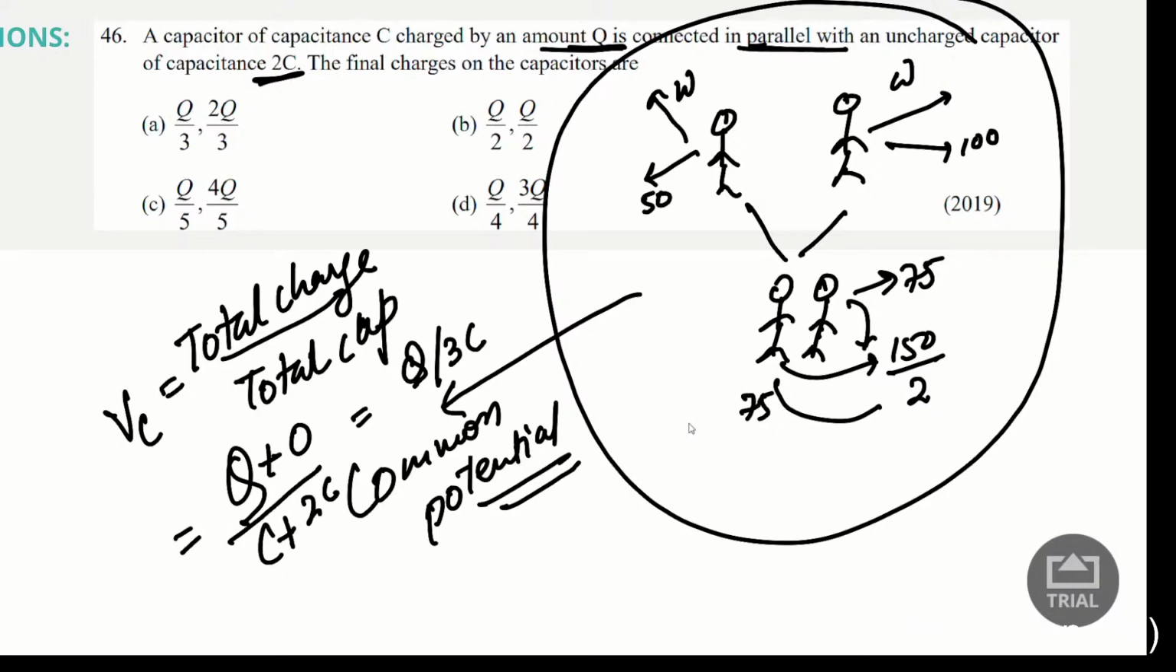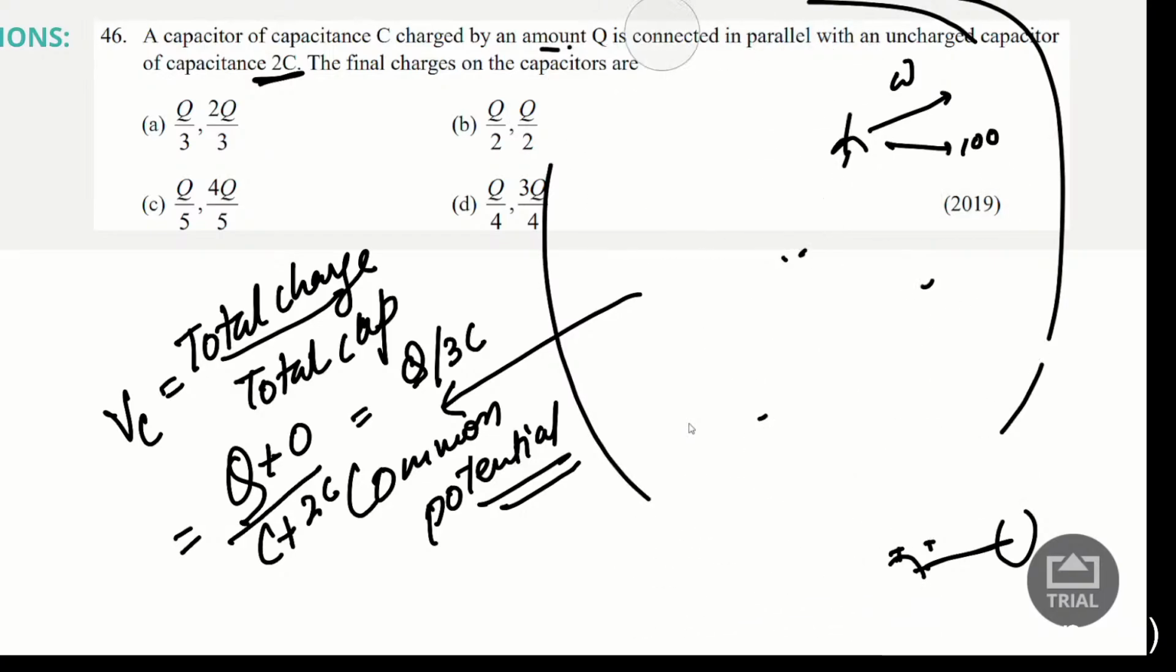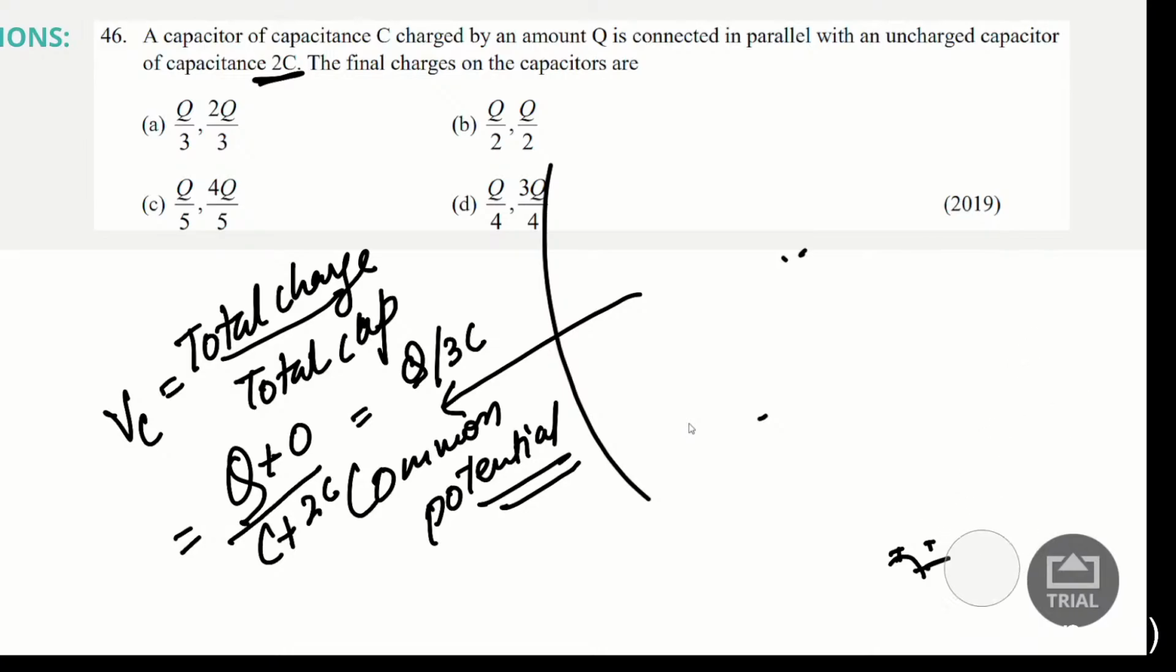The moment they say that two capacitors you are joining, or two charged bodies you are joining, charges will transfer till they reach common potential. Clear, everyone? Yes, no in the chat section. Till here everybody got it? Okay, very good. So always remember, two best buddies, they'll always share and they'll have an equal amount.